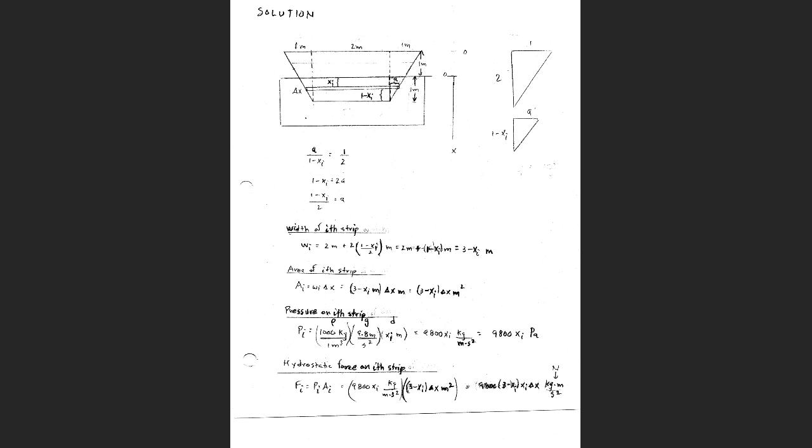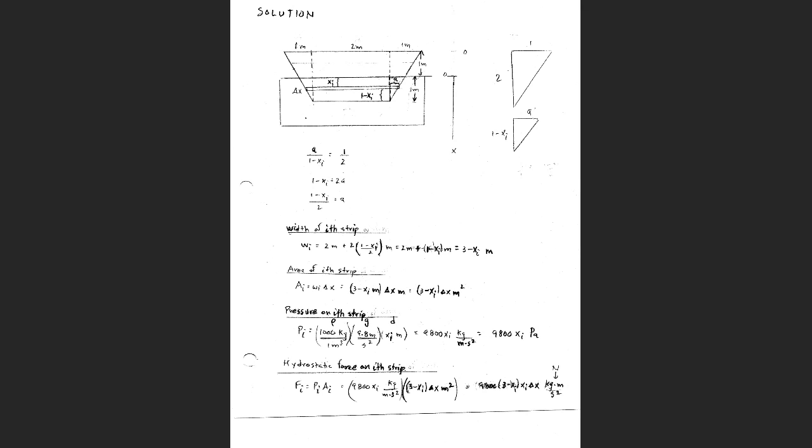Professor, can you go back one page? Go back one page, okay. Here we go. Yeah, for the pressure on the strip, P sub i, why do you multiply by x sub i?